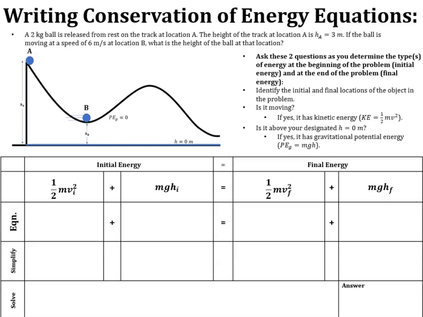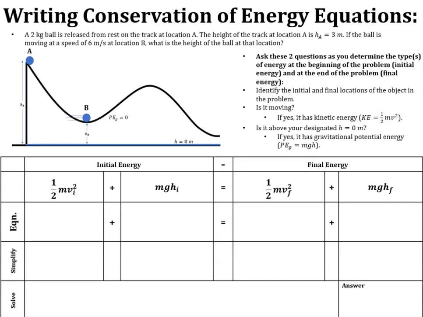So your example is, we have a 2 kilogram ball that's released from rest on the track at location A. The height of the track at location A, h sub A, is 3 meters. And if the ball is moving at a speed of 6 meters per second at location B, we want to know what is the height of the ball at that location.